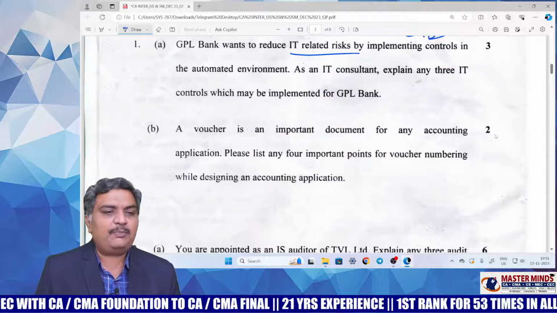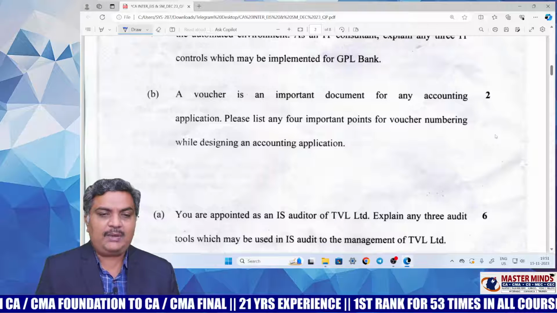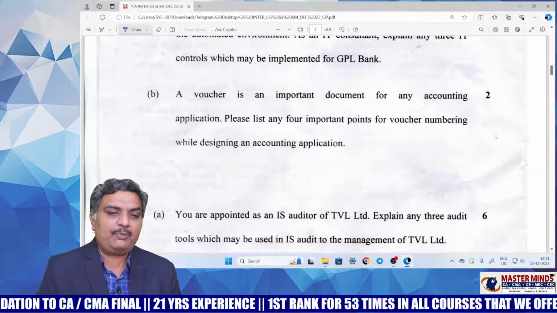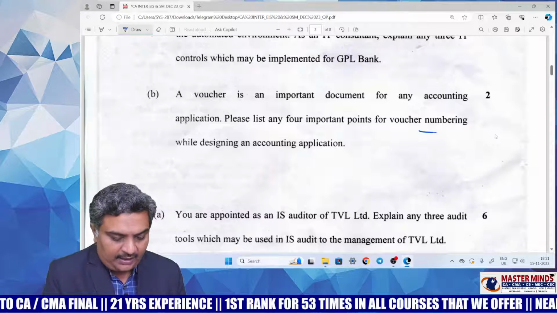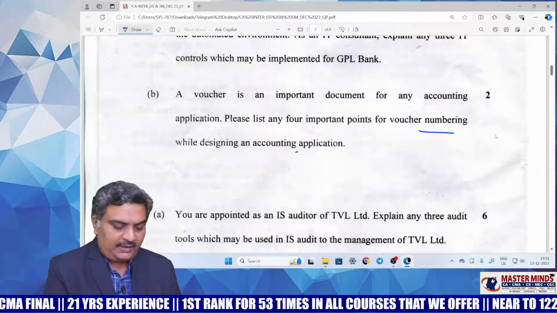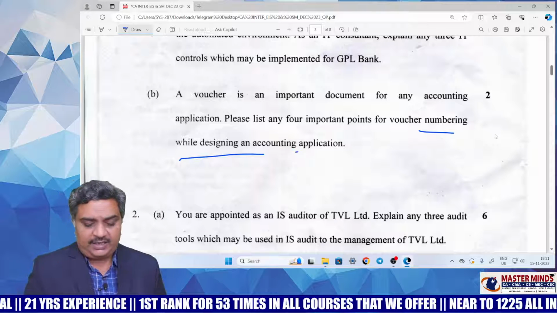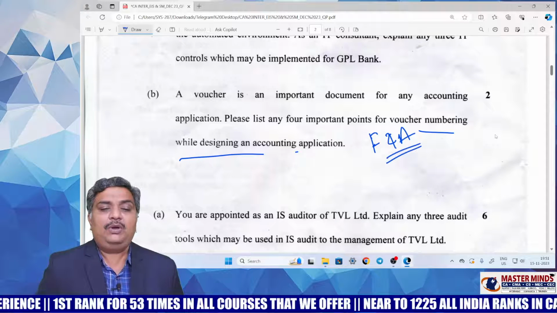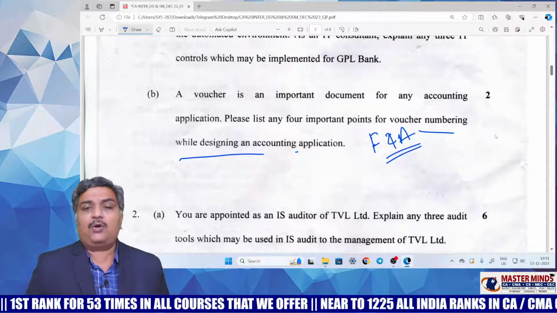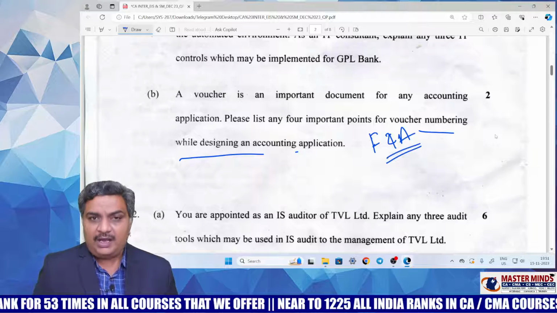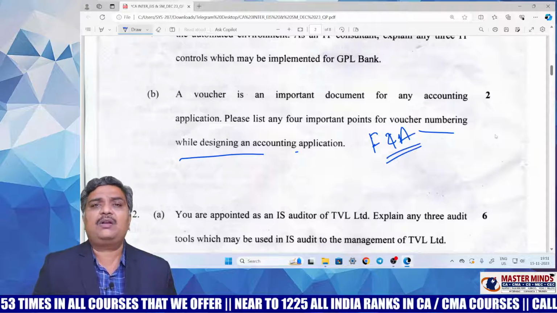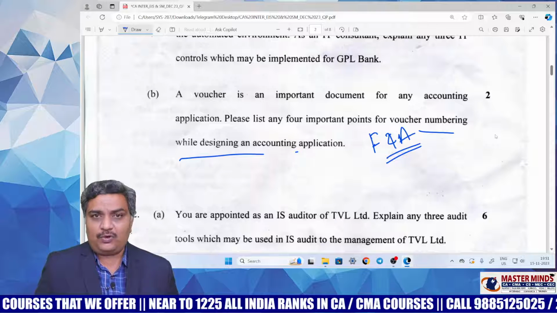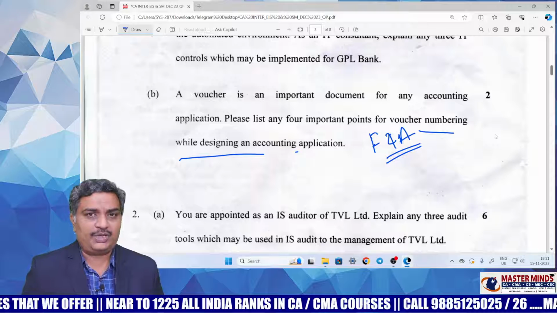Another important thing is: a voucher is an important document for any accounting application. Please list any 4 important points for voucher numbering while designing an accounting application. This is also a very easy question, and this is from financial and accounting systems. What you need to write is that the voucher number should be unique, it should be alphanumeric. Likewise, there are certain rules and regulations that you need to keep in mind while designing the voucher number for an accounting application.